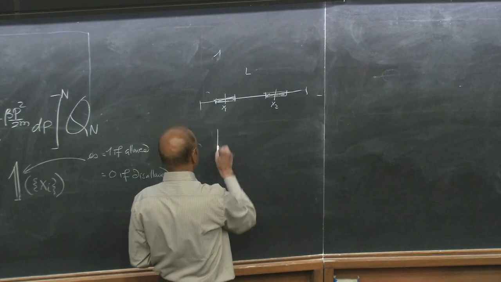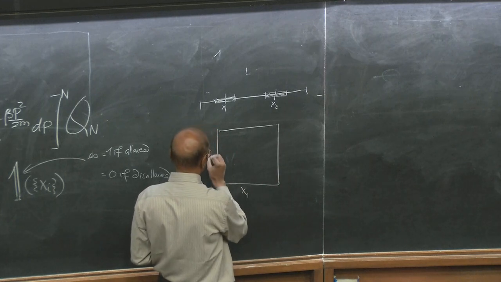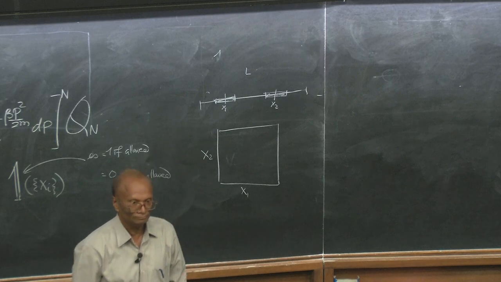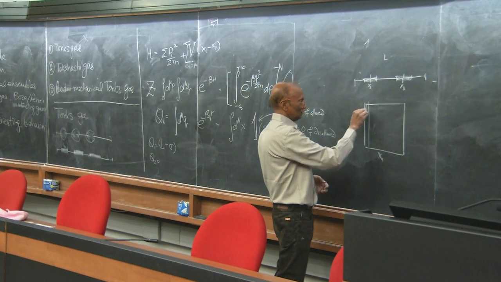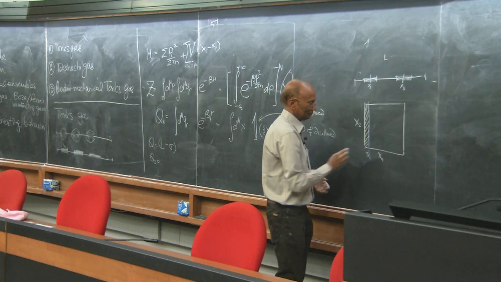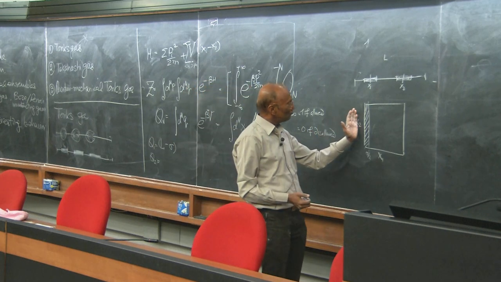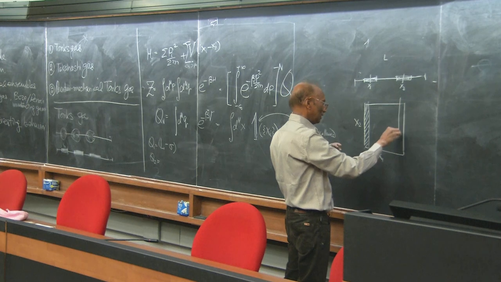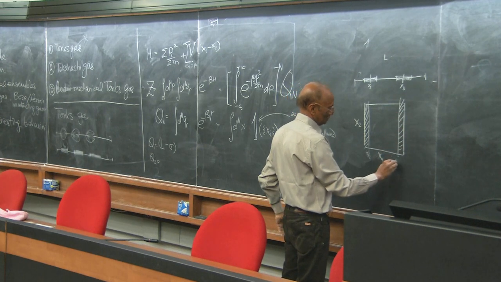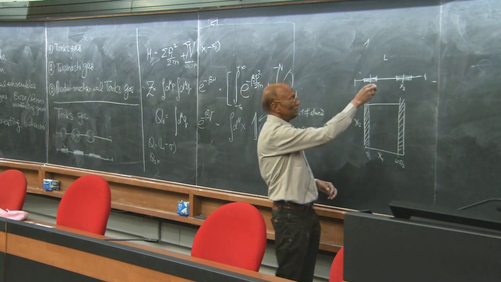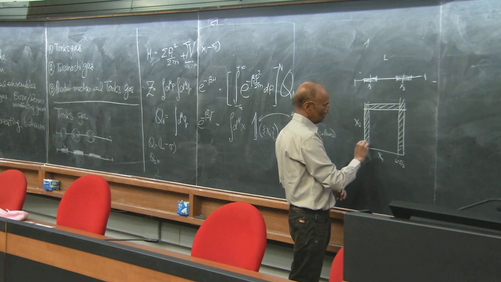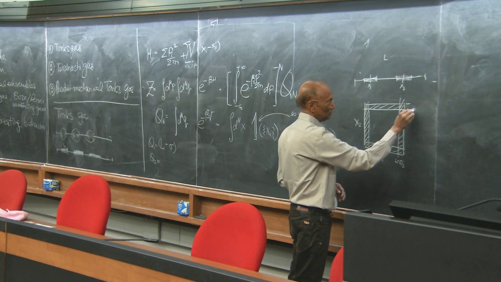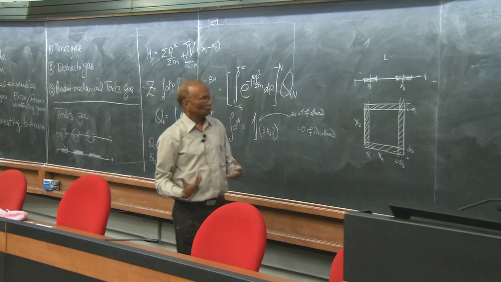So I will redraw this picture in the x1, x2 plane. Whenever x1 is less than sigma by 2, that is not allowed. So this region is forbidden, sigma by 2. Whenever x2, actually, if this particle was here on this side, even then it shouldn't be beyond L minus sigma by 2. So this region is also forbidden. This is L minus sigma by 2. Similarly, for the x2, this value is forbidden. This region is forbidden. This is sigma by 2. This is L, this is L minus sigma by 2, this is sigma by 2, 0, okay?